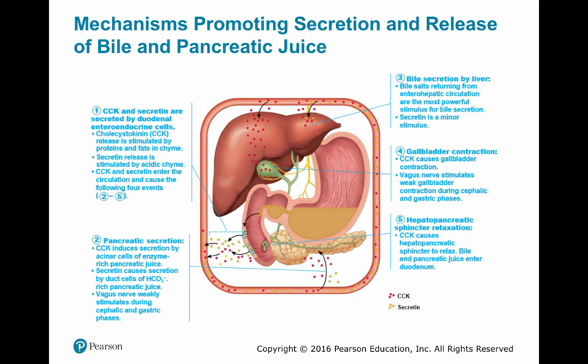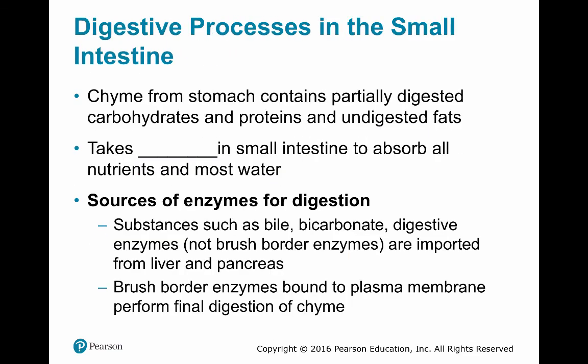And so, mechanisms that promote secretion and release of bile and pancreatic juices. So bile and the pancreatic juice secretions are both stimulated by neuronal and hormonal controls. And so the hormonal controls are just like we were talking about earlier.